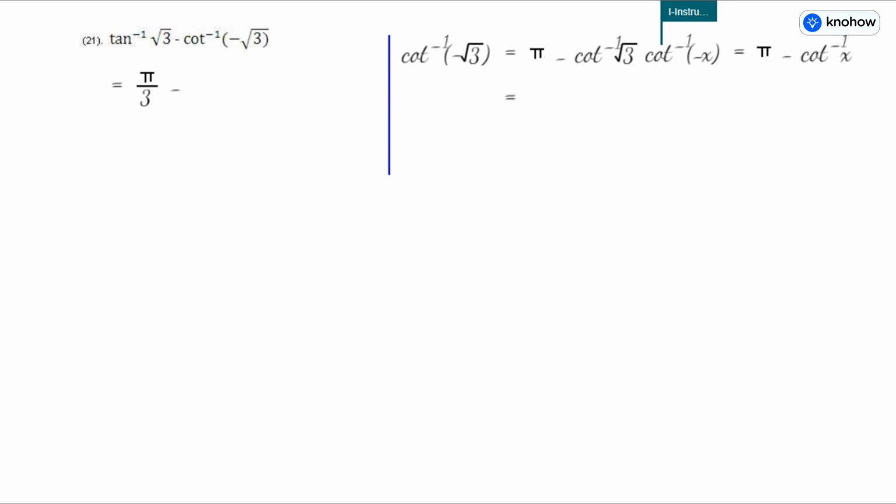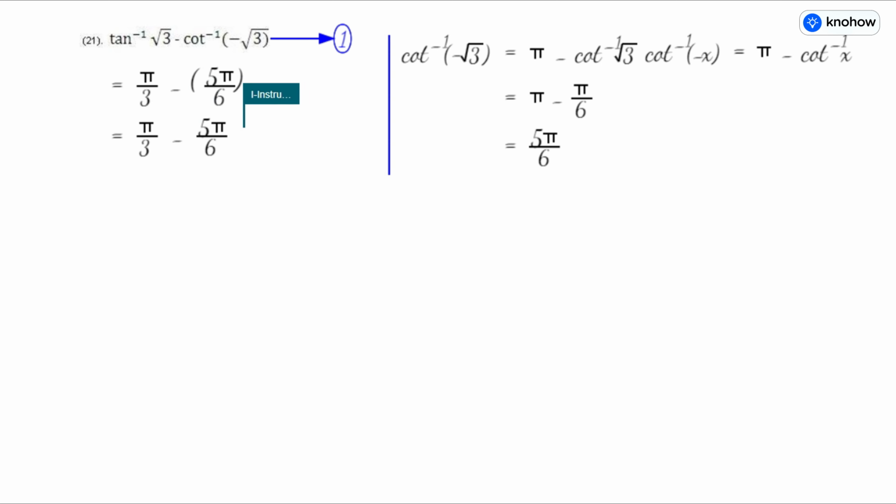So using that property, cot inverse of negative root 3 will be pi minus cot inverse root 3. And what is the value of cot inverse root 3? What is that angle whose cot theta is root 3, or tan theta is 1 by root 3? So you know tan 30 is 1 by root 3, or pi by 6. So cot inverse of root 3 is pi by 6. And pi minus pi by 6 is 5 pi by 6. Substitute it in the main question. So you get pi by 3 minus 5 pi by 6, which comes out to be minus pi by 2, which is the required value.